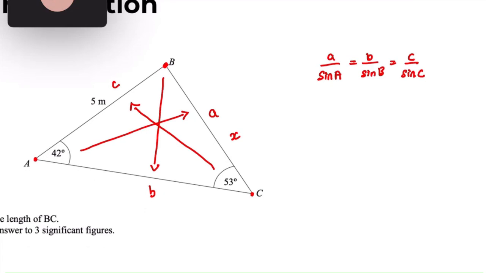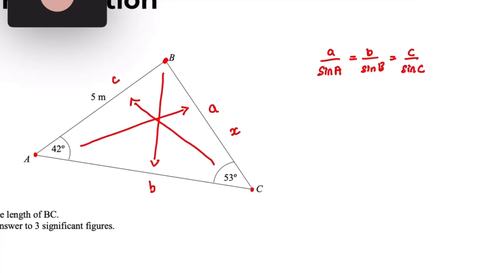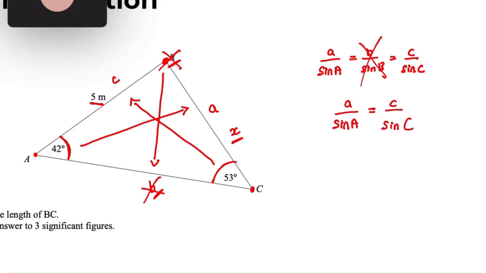That's our formula. Now, which letter do we not need? We need A because A gives us an angle and it gives us our x, so we definitely need A. We definitely need C because C gives us our angle and it gives us our side length, which is really important. B doesn't give us anything. B is literally empty. We don't know the angle B, and we don't know the length of the side. So we're just going to scrap B from our formula because we don't need it. Now in our formula, we're just left with a over sine A equals c over sine C.